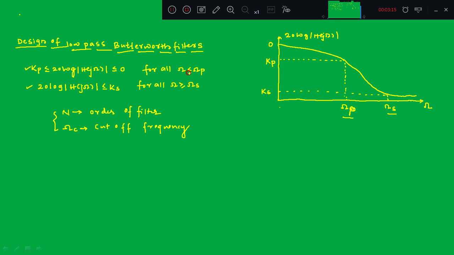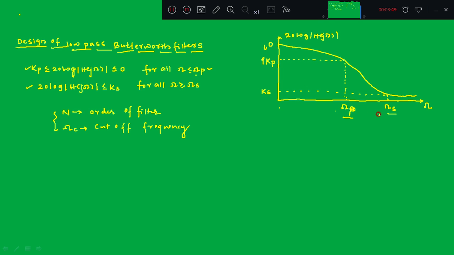So for all frequencies less than or equal to omega p, from here to here, this magnitude response in dB, that is 20 log of |H(j omega)|, should be less than 0 and greater than Kp. So that is the first specification. We have to design a filter such that for all frequencies less than or equal to omega p, the response should be less than 0 and greater than Kp.